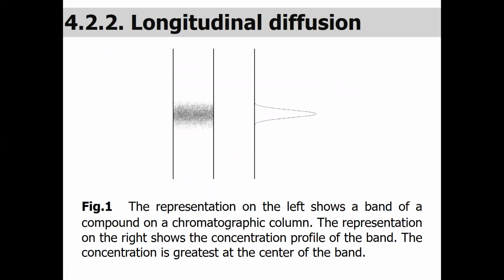The second part of the equation is the longitudinal diffusion. You can see a graph or picture here. The left side shows the band of a compound on the chromatography column. The right side shows the concentration profile of the band, like in this way, and the concentration is highest at the middle.